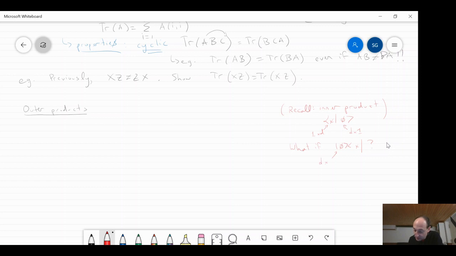This is a column vector, so it's d by 1. This thing is a row vector, so it's 1 by d. And indeed, this thing is well defined, right? Because the inner dimensions match. So really, this is just multiplication of a column vector by a row vector. And the output will therefore be d by d. It's completely well defined. And this thing here is what we call the outer product of two vectors.